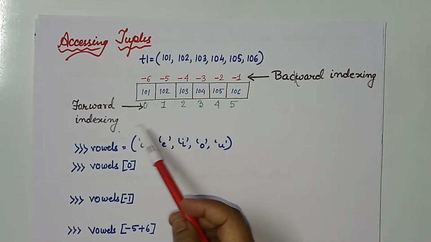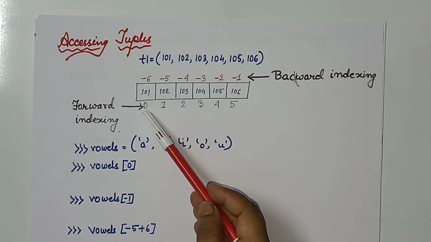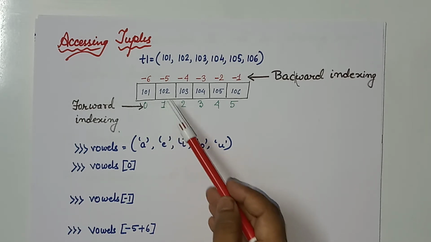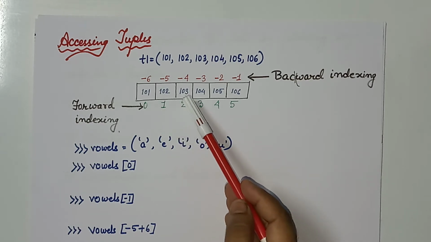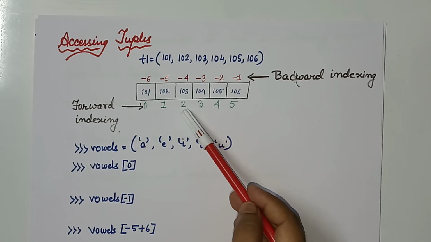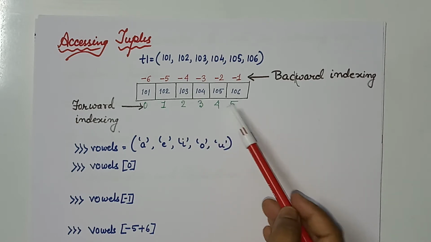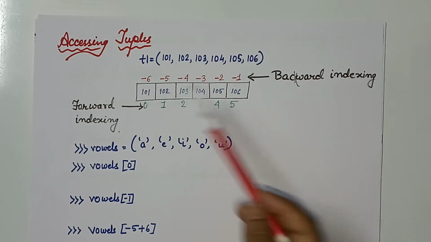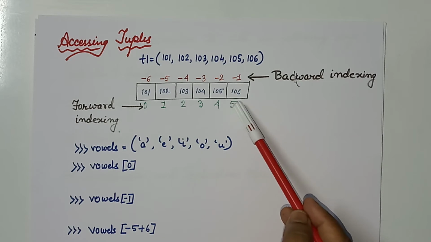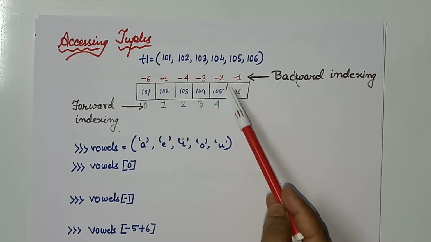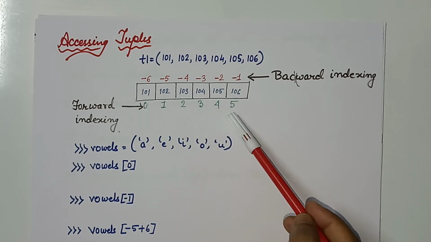Let's talk about forward indexing. It is quite similar to arrays. The first element will have the index 0. Likewise, it will keep on moving. The second element will have the index 1. The third element will have the index 2, like this, and the last element will have which index? That is the total length minus 1. How many elements are there? Altogether there are 6 elements and the last index is 6 minus 1. So the last index will always be the length of the tuple minus 1. This is forward indexing.